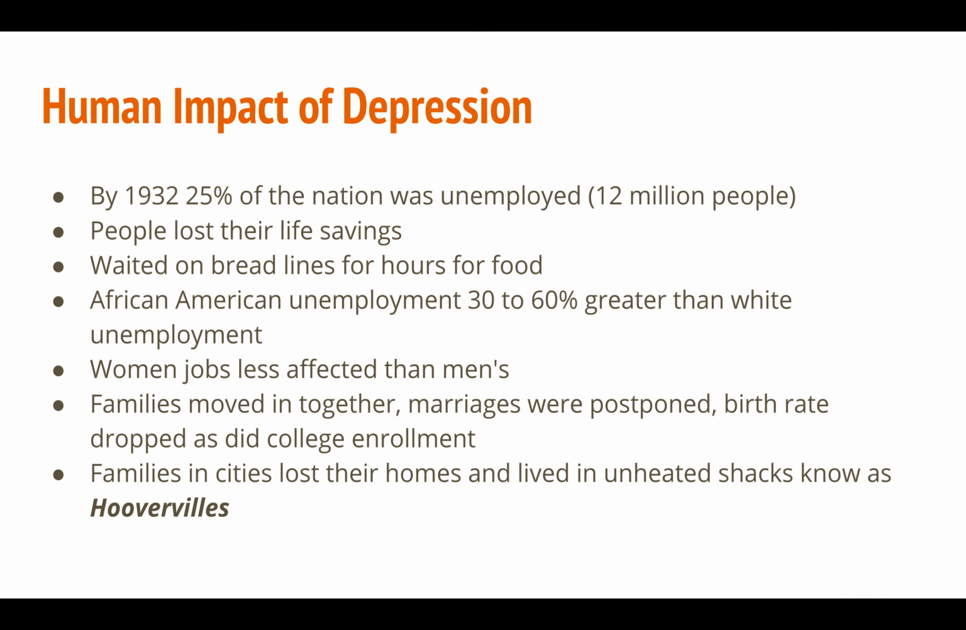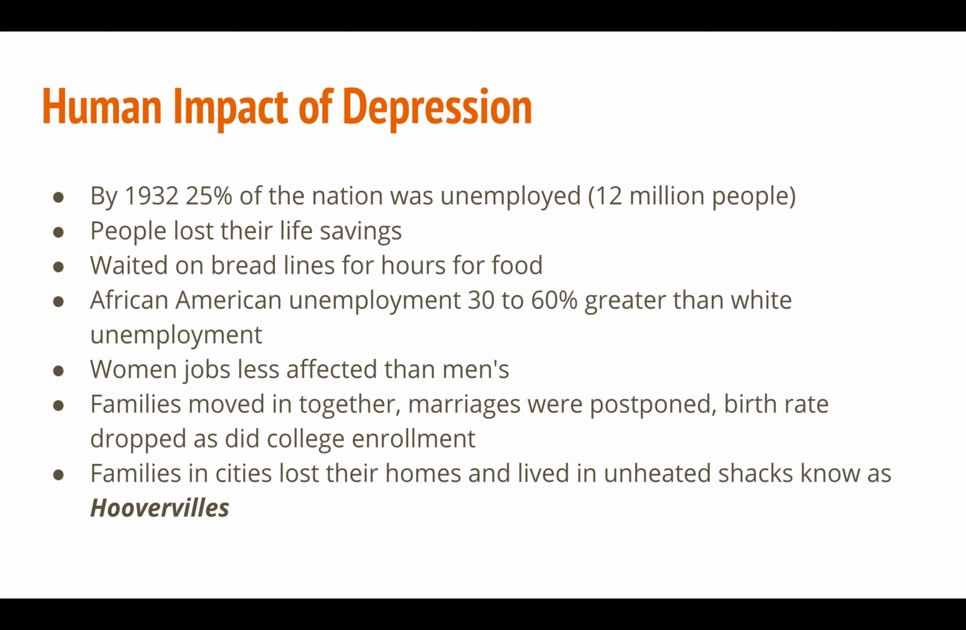What did the Great Depression look like? Well, it wasn't good. 25% unemployment. That's 12 million people at that time. People lost their life savings because they had a bunch of faith in the stock market, and instead of saving some of their money in the banks, which eventually are going to fail anyway, people lost all their life savings, waiting on bread lines. African American unemployment skyrockets. Women weren't really as affected as much because they had jobs that men didn't really want back then. Not saying it in a negative context. That was just the case.